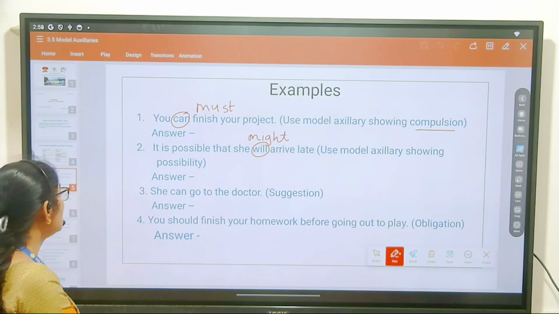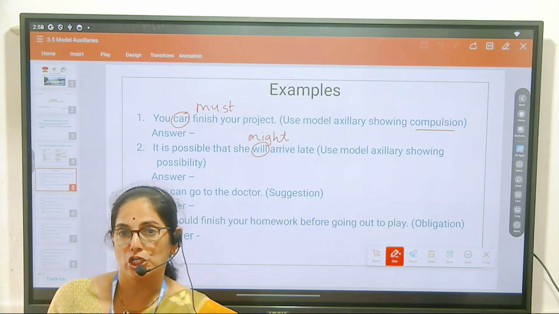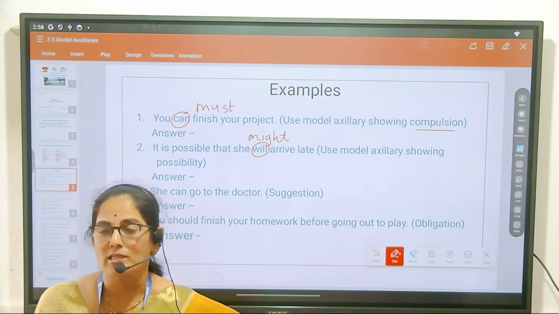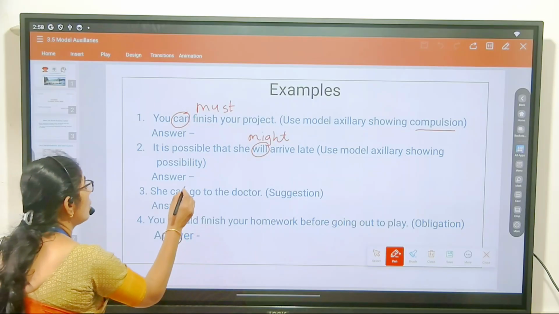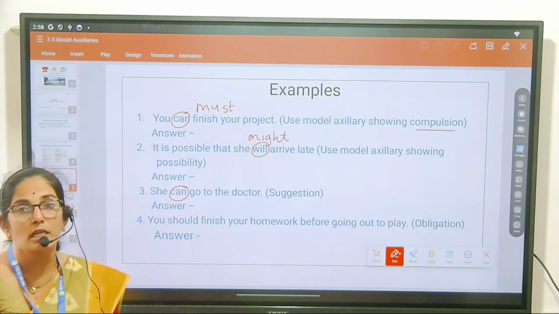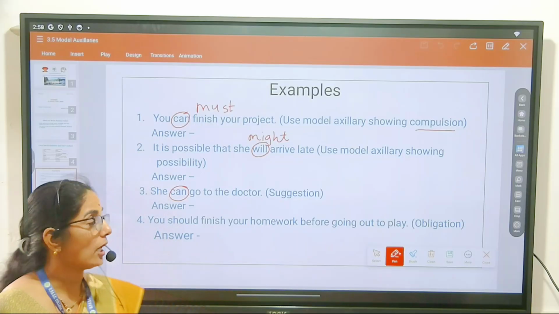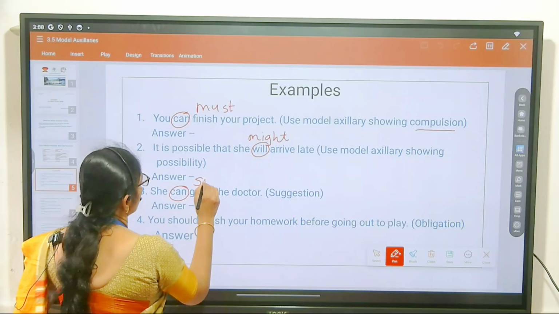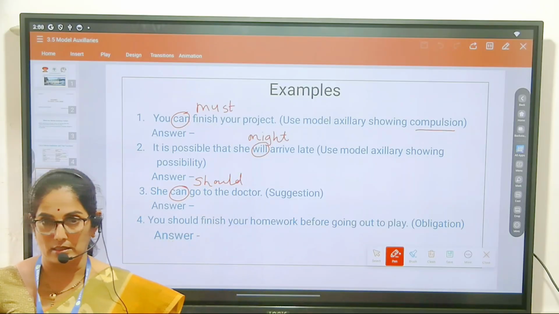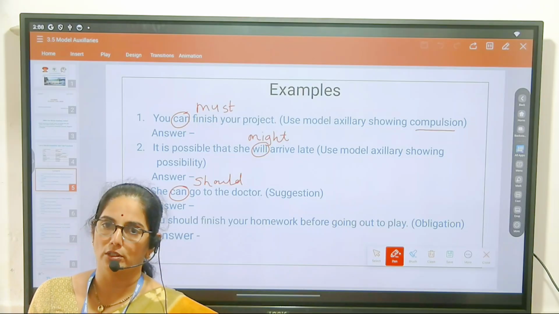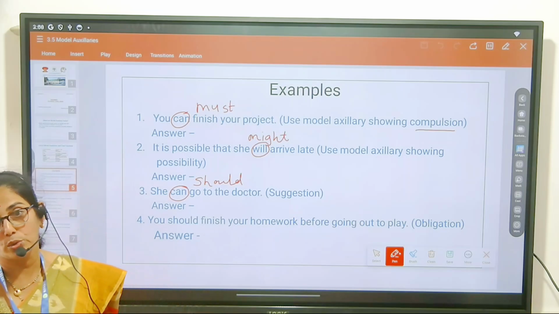Now here, you have to give the suggestion. So which word is the modal auxiliary in the sentence? Can is the modal auxiliary. Instead of can you have to take should. You write the sentence like this: she should go to the doctor, because a suggestion is given to her. So, she should go to the doctor.